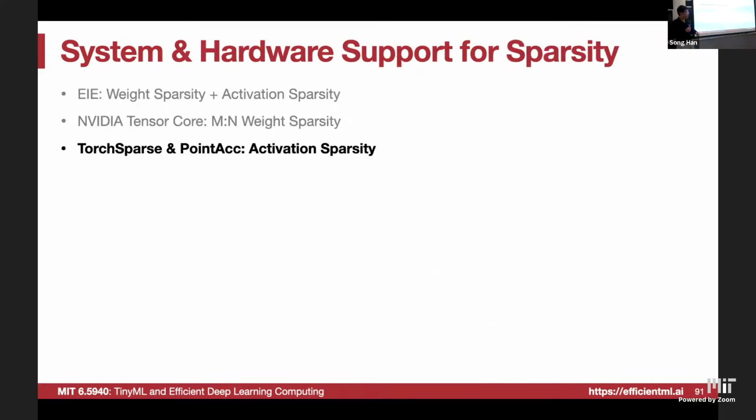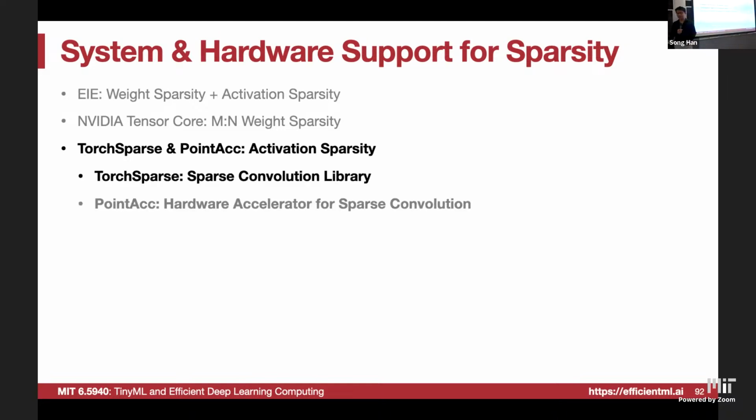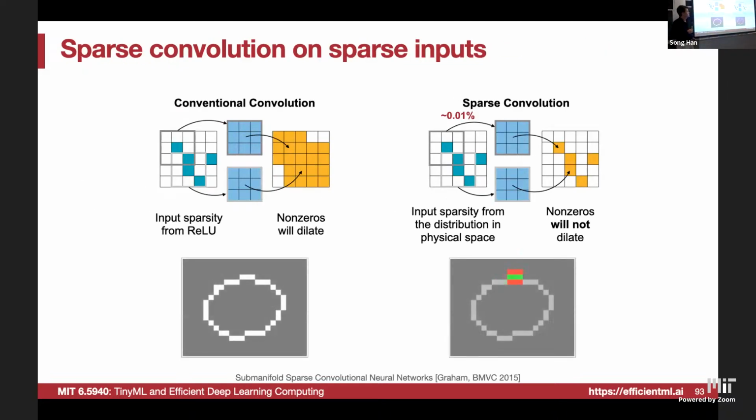Okay. So I have a couple of minutes. Also, I'm going to introduce some new work for point cloud, take advantage of activation sparsity. Okay. So activation sparsity. This is a general convolution we introduced so far. You have an input feature map, the weight, the output feature map.